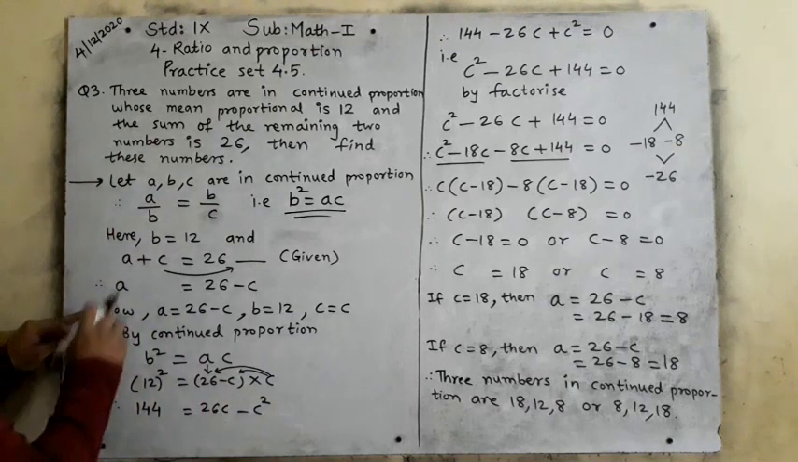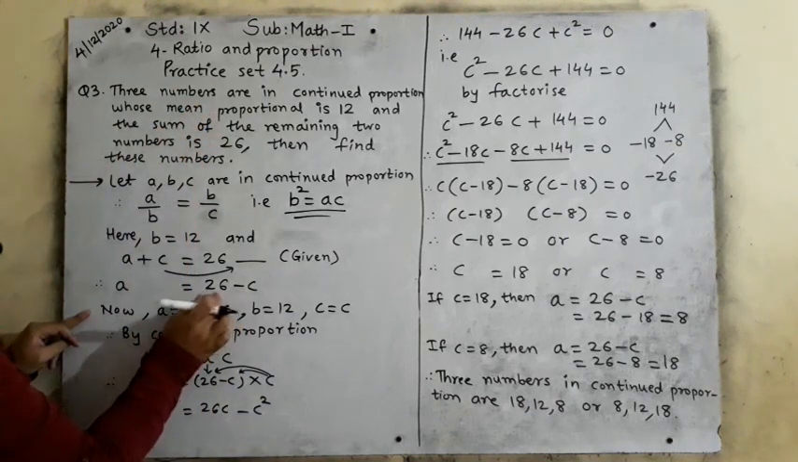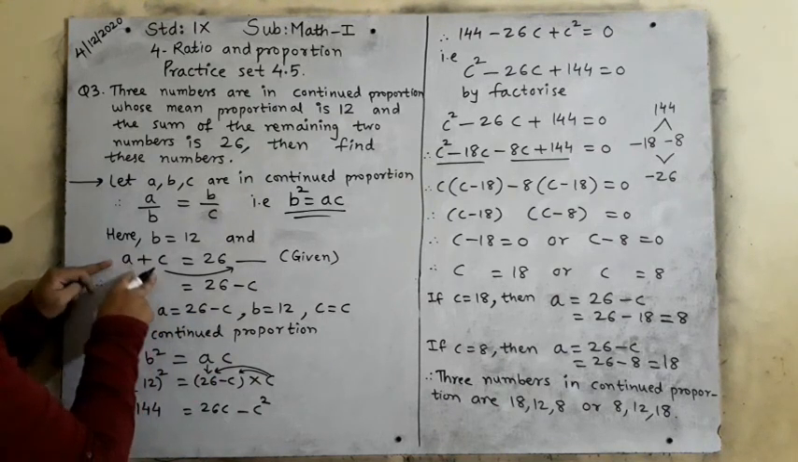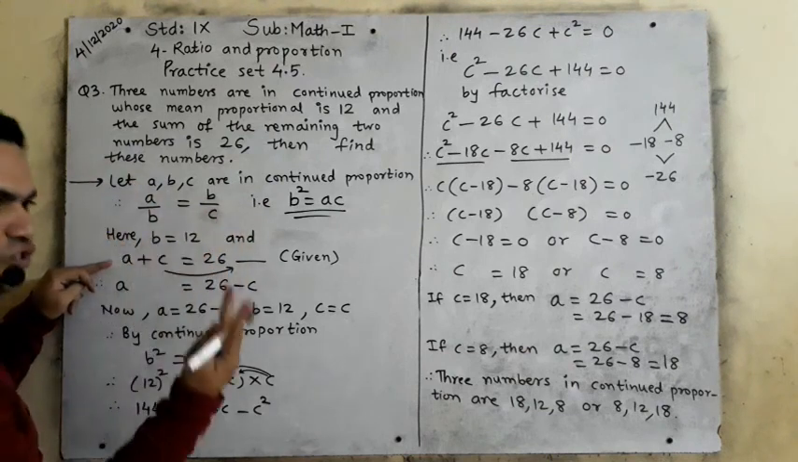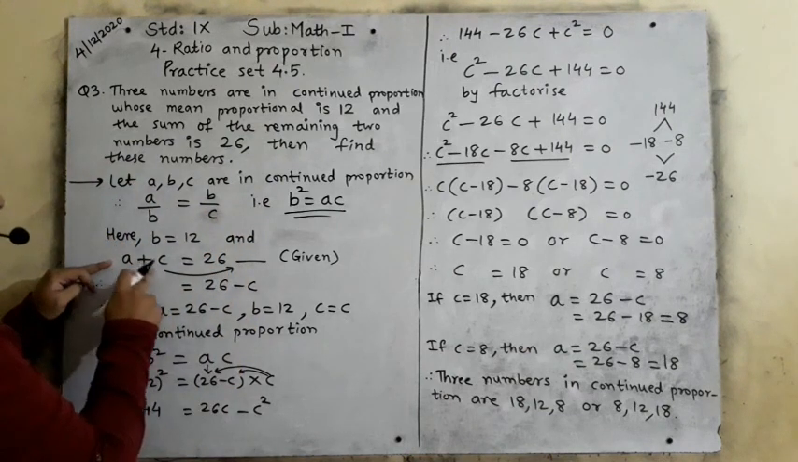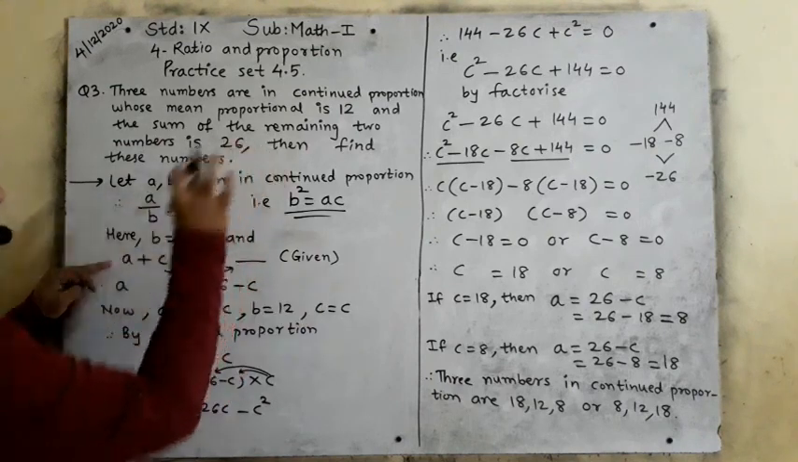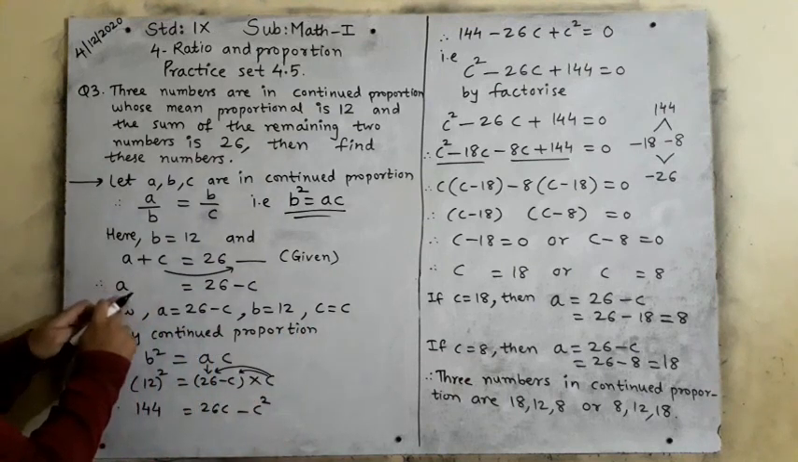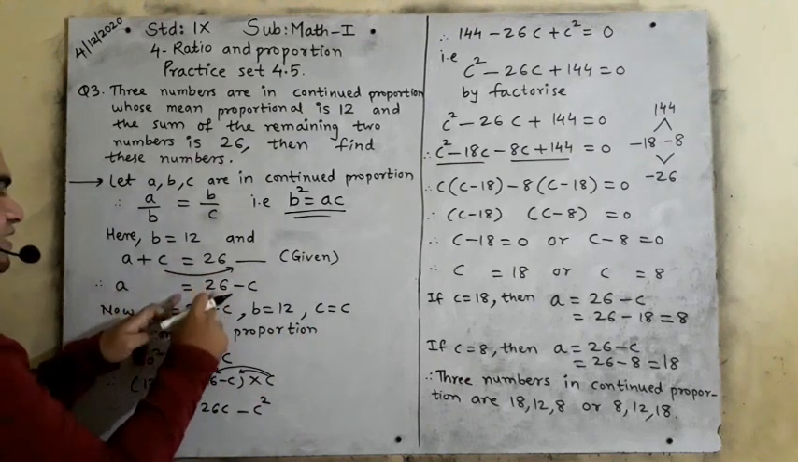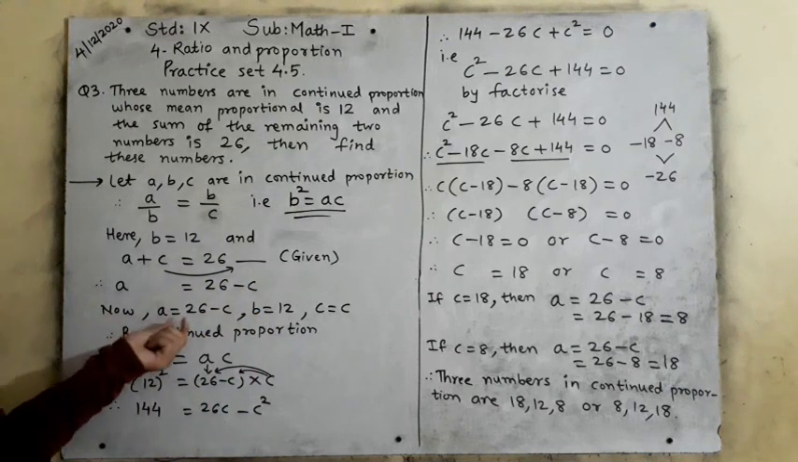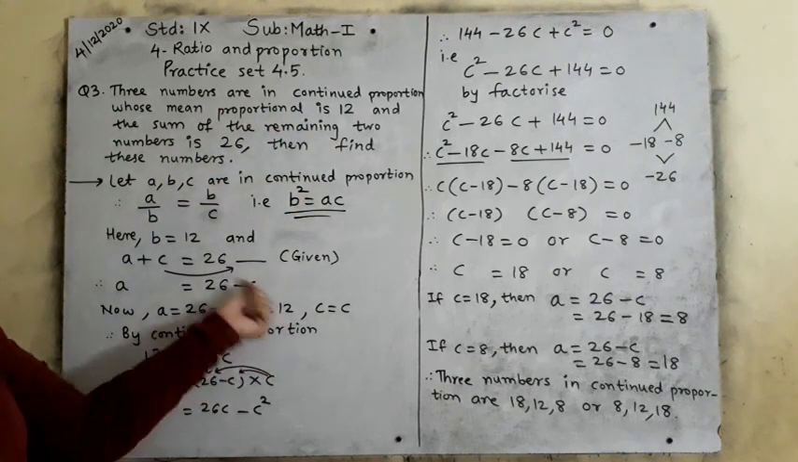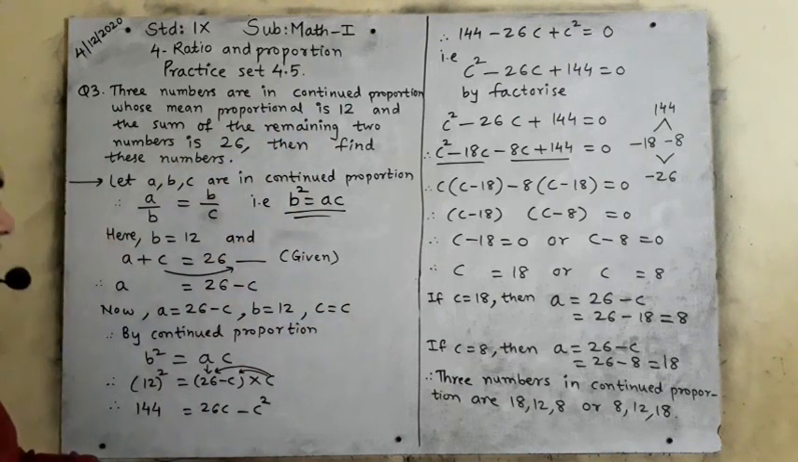Look here. Now in this question, the A value you got is 26 minus C. How? From the given situation, A plus C, the sum of the remaining two numbers. Which two numbers remain? A and C. So A plus C is equal to 26, it is given in the question. By taking C to the right hand side, we get at least the value of A, so A is equal to 26 minus C. B we know is the mean proportional, 12. And C we don't know, so we will keep C as it is. Is it clear? So this is how we have to use the values now.